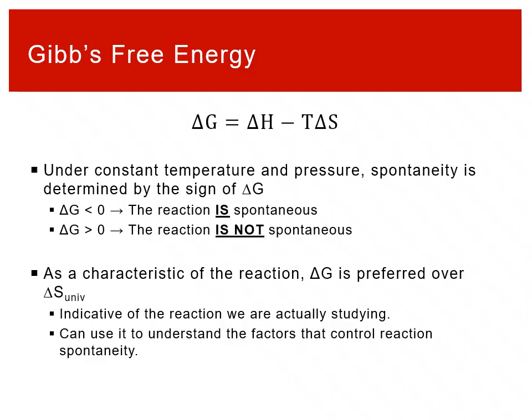Delta G is preferred because you're describing the reaction itself. And so this is describing what you're interested in knowing the spontaneity of. You can get some information out of it. We're going to see there's also some tools that we can use to understand how we can control reactions, how we could change spontaneity and cause something to occur. And that's all a big part of why we define delta G.